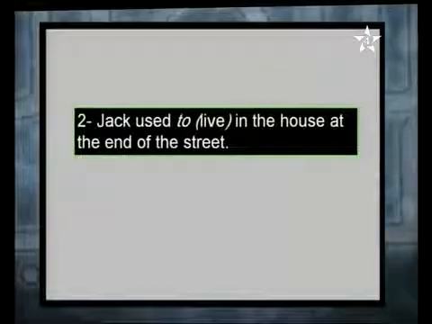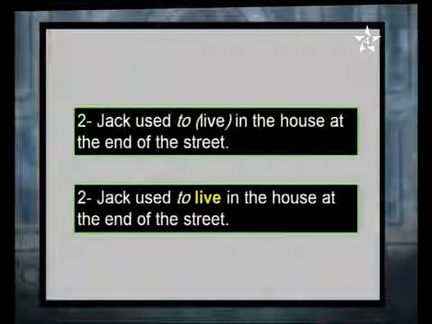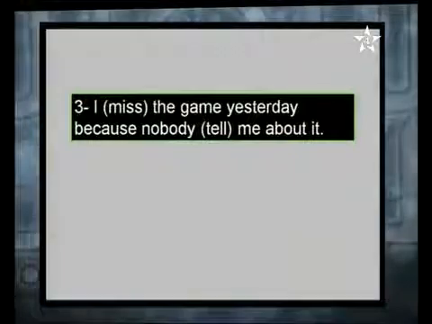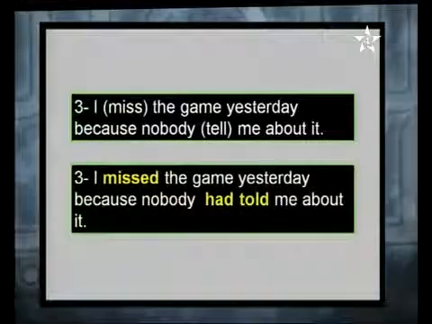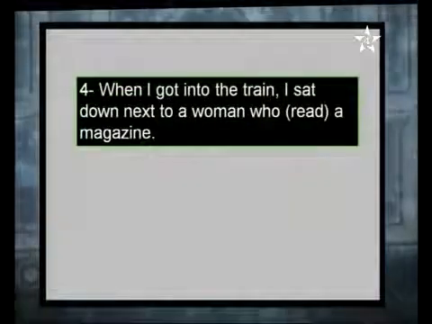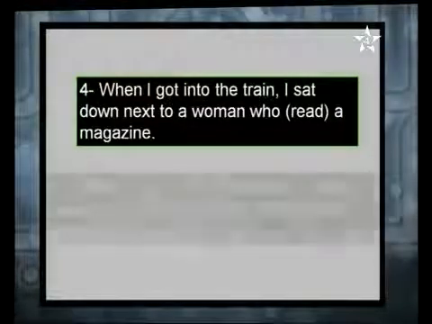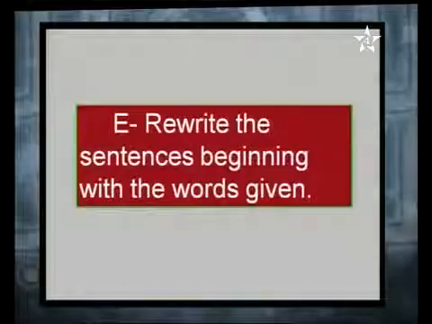Jack used to live in the house at the end of the street. I missed the game yesterday because nobody told me about it would become I missed the game yesterday because nobody had told me about it. Fourth sentence, when I got into the train, I sat down next to a woman who was reading a magazine.